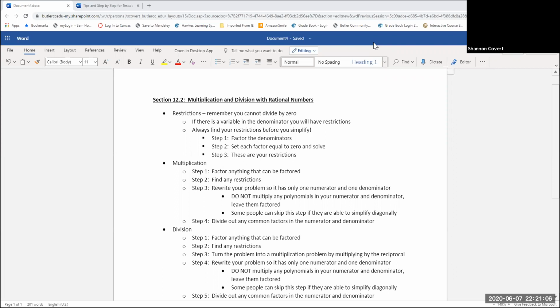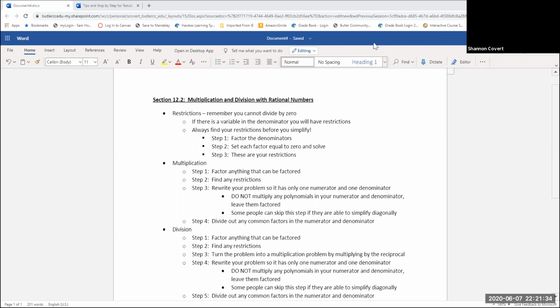The steps for division are very similar. Your first step is factor anything that can be factored. Numerator, denominator, every single fraction you need to factor if it's possible. Step 2, find those restrictions. You need to do that early. That needs to be done before you do any simplifying. So find any restrictions by setting every single factor that's in a denominator equal to 0.